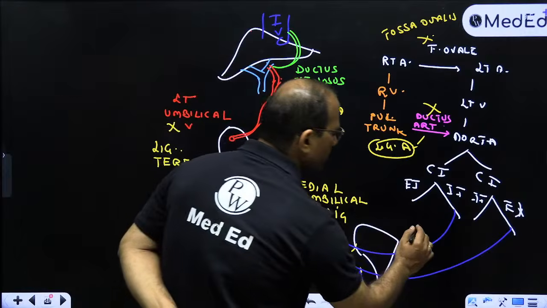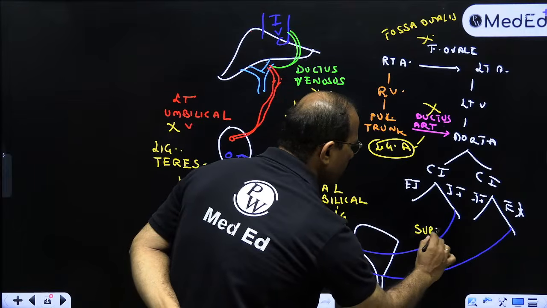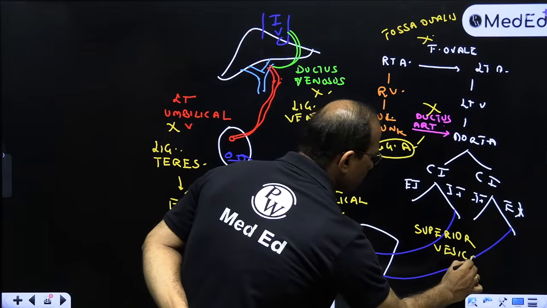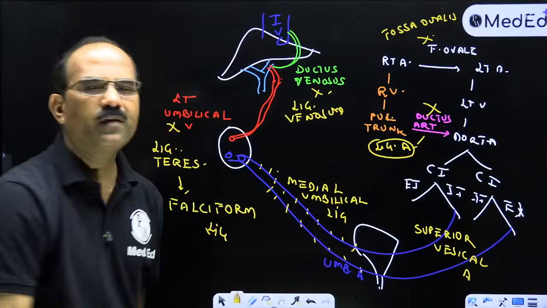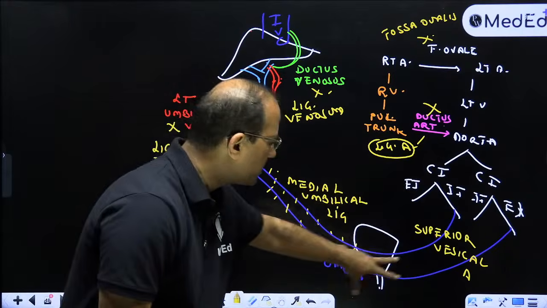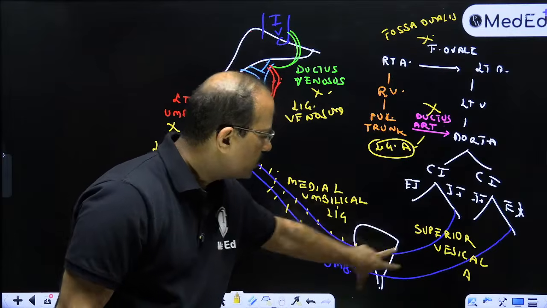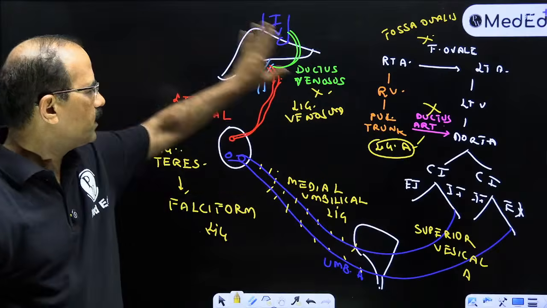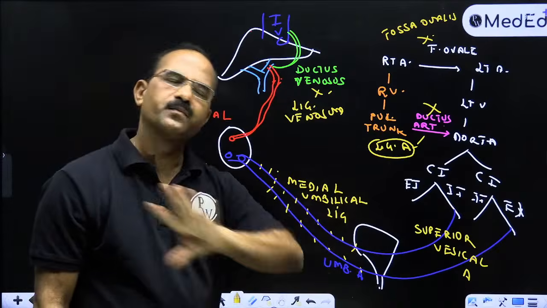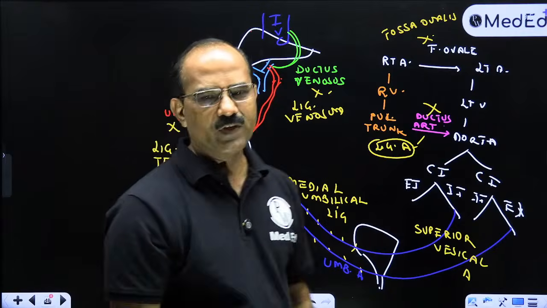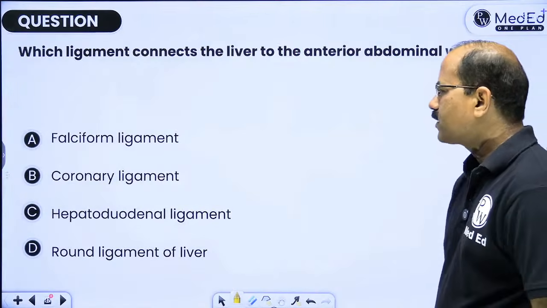अब ये बनेगा अपना superior vesical artery. This becomes a superior vesical artery. So superior vesical artery is the non-obliterated part of umbilical artery. It extends from the internal iliac to the bladder. ये है fetal circulation. याद रखना. That's fetal circulation. Fine.